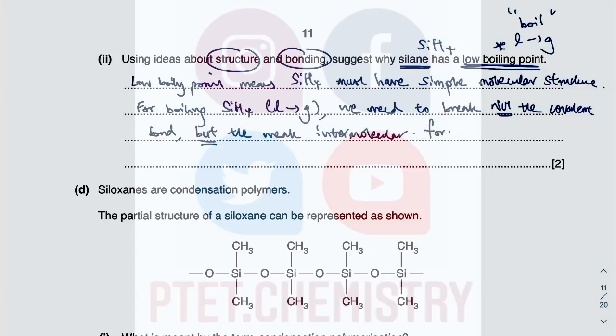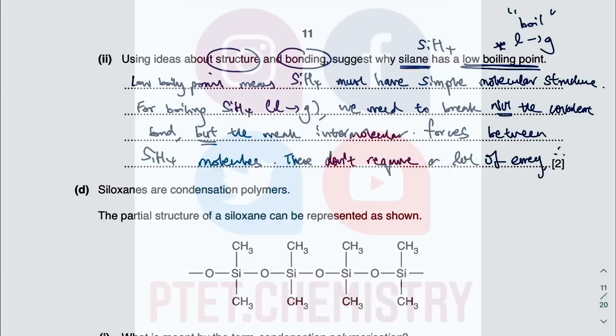weak intermolecular forces. Inter refers to in between, molecular because they exist as simple molecules. So you have SiH4 and then the next SiH4, etc. The weak intermolecular forces between SiH4 molecules, plural because you have more than one molecule, yeah? These don't require a lot of energy, therefore low boiling point, okay?